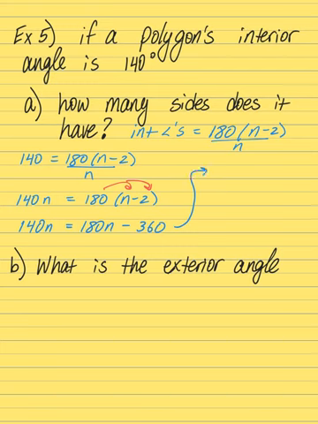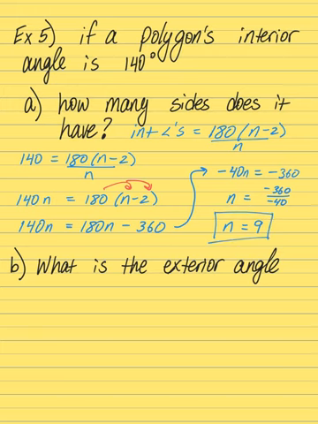I'm going to minus 180n from both sides, and I'll end up with negative 40n on one side, negative 360 on the other. So to get the n by itself, I take my negative 360, divide by negative 40. My final answer is that this polygon has 9 sides.